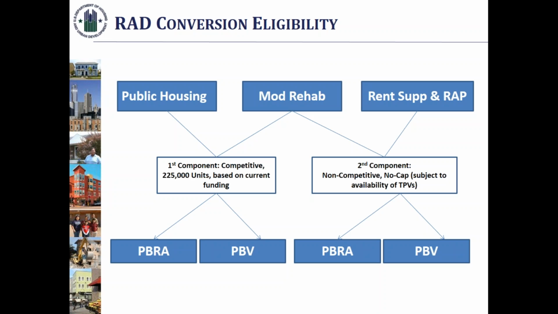I'm not going to spend too much time on this slide, but just know that public housing authorities can come into RAD and then they determine which Section 8 platform they want to go into, whether they want to go into PBRA or PBV. There are advantages and disadvantages in each. We're not going to spend a lot of time thinking about that, but there are different ways for PHAs to get into the RAD program.